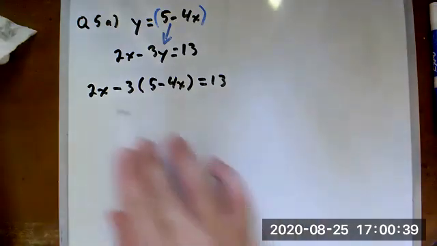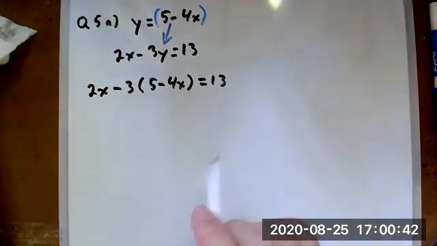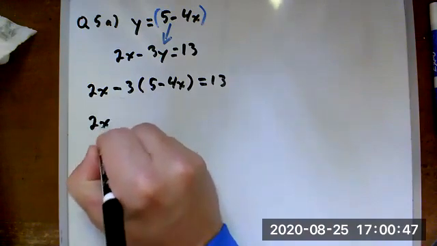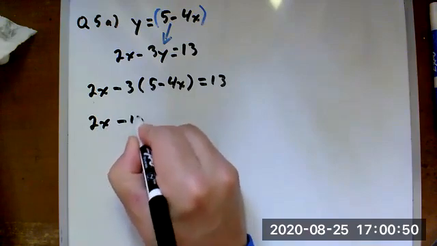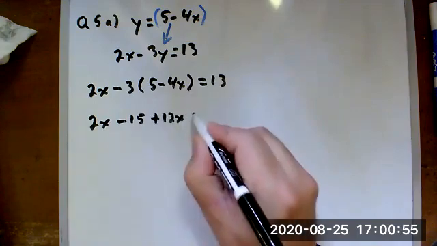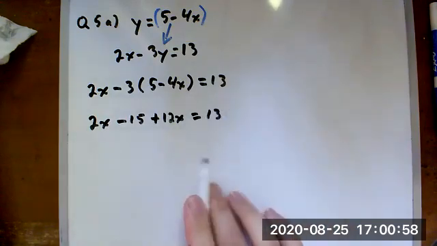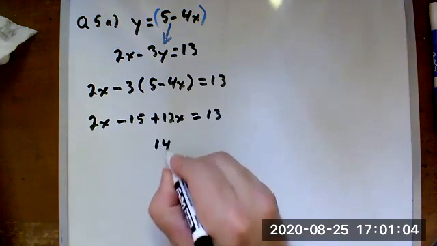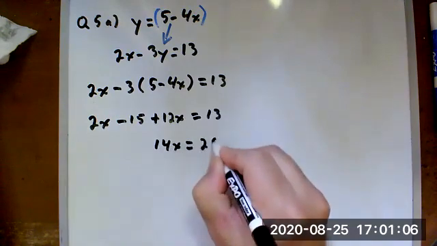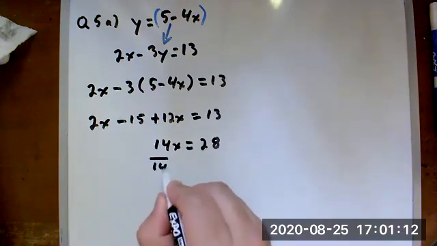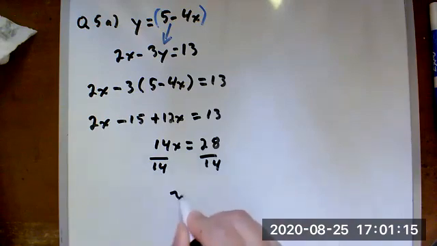Now we go ahead and we solve for x. We can solve this equation because there's only one variable. So we go for it. 2x comes for the ride. Negative 3 times 5 is negative 15. Negative 3 times 4x is positive 12x equals 13. The negative 15 comes to the other side. My two x's come together, which leaves us with 14x equals 28. We divide by 14 on both sides, and it turns out that x is equal to 2.